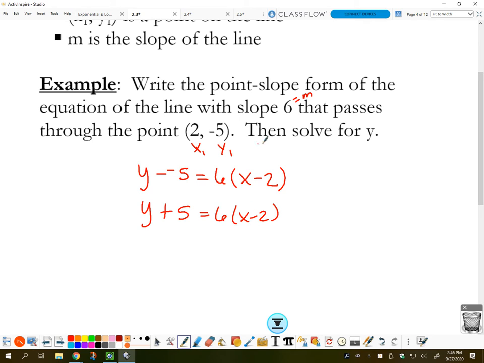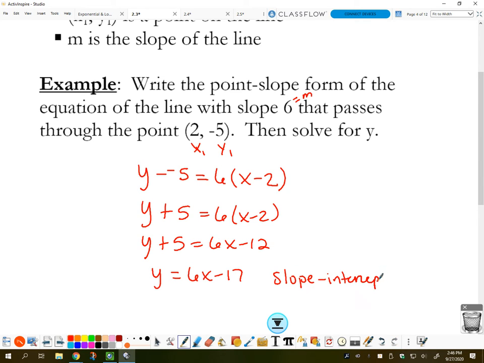But your directions say solve for y, or get slope intercept form. So we are going to distribute the 6 and subtract the 5 to the other side. And again, this is called slope intercept form. This is point slope. So depending on what you're asked for, make sure you know the difference.